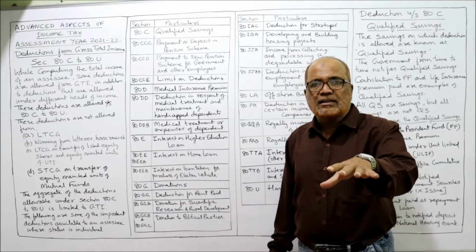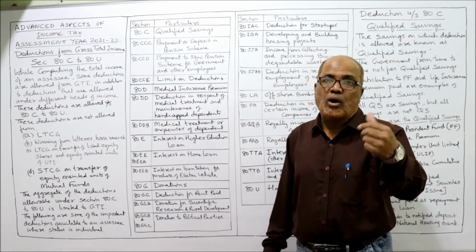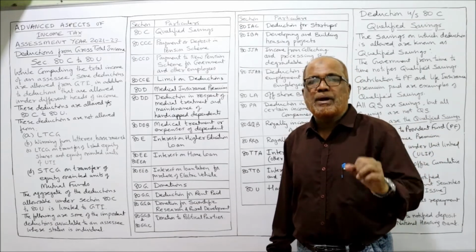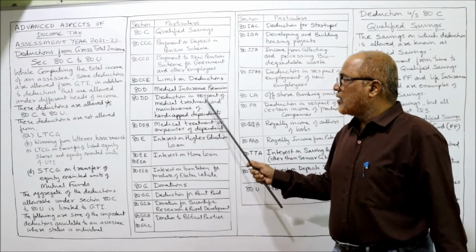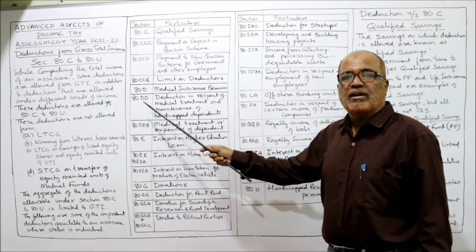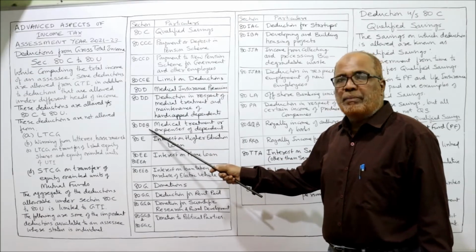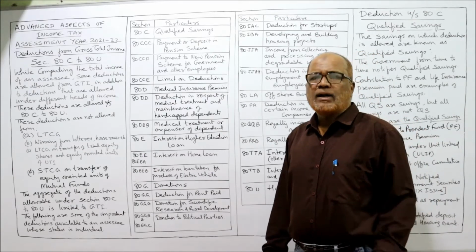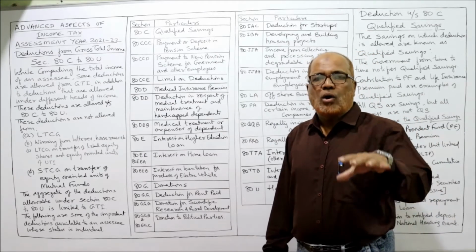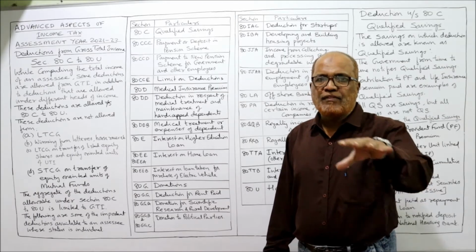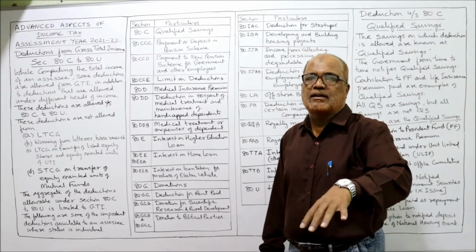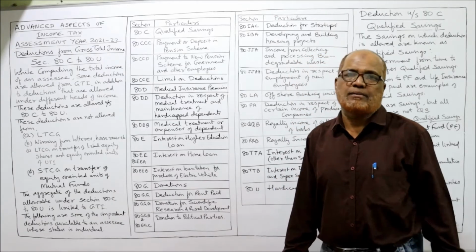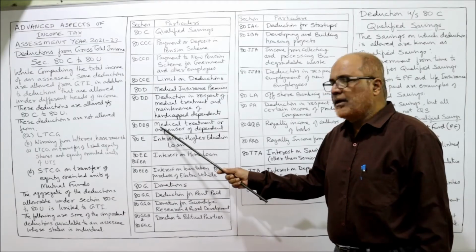If handicapped dependents are there on the SSC, and the SSC has made some payment for maintenance or medical treatment, then deduction will be given under section 80DD. Section 80DDB covers medical treatment expenses of a dependent who is not handicapped, but is any dependent on the SSC. If a person is dependent on the SSC and the SSC has incurred medical treatment expenses on the dependent person, deduction is available under section 80DDB.